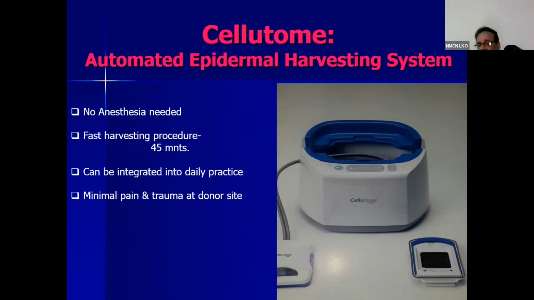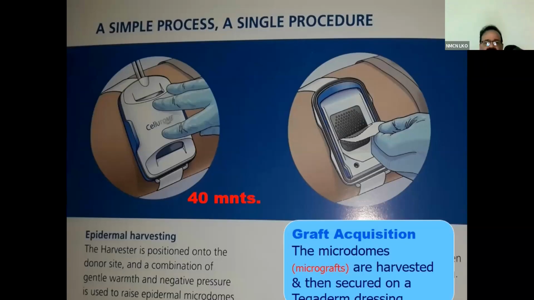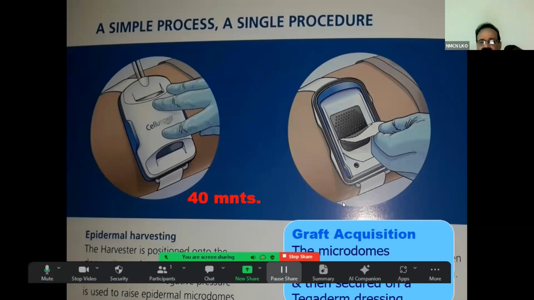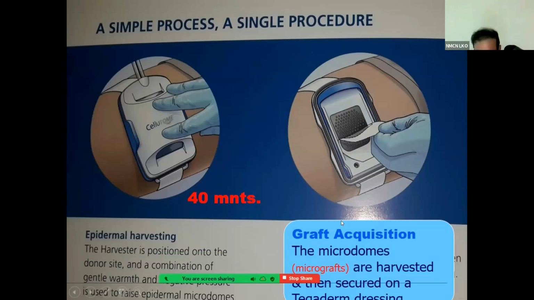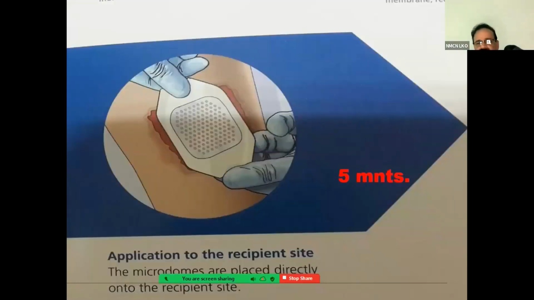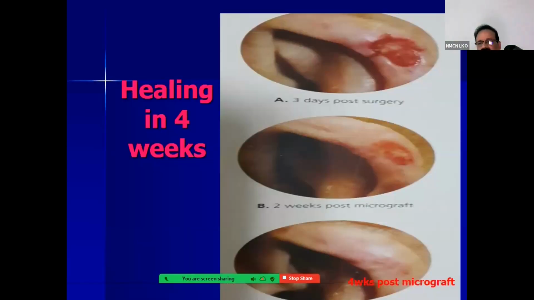Then Cellutome, this is also a new modality. It is an automated epidermal harvesting system in which no anesthesia is needed. The harvester is positioned onto the donor site, and a combination of gentle warmth and negative pressure is used to raise the epidermal microdomes. Over these microdomes, the Tegaderm dressing is put, and they are harvested and applied over the wound. So this is a very simple technique for a small wound like this wound over the pinna of the ear. This is effective.